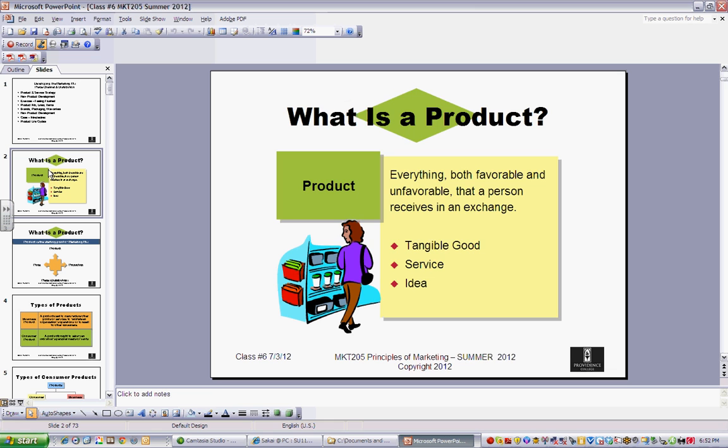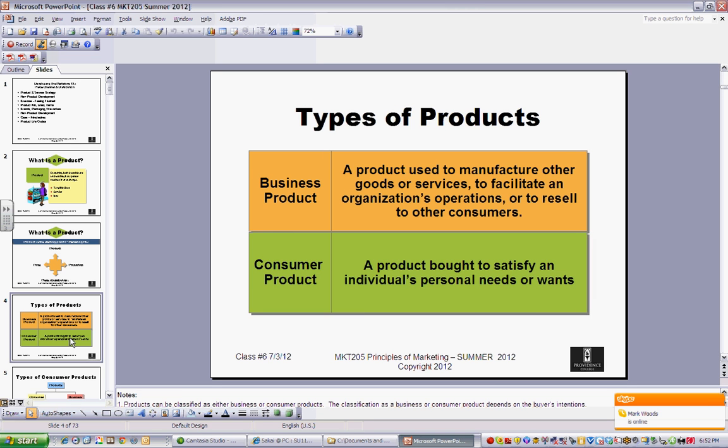So products can not just be tangible goods, they can also be services or ideas. And there is also the differentiation between business and consumer products. Consumer products drive almost 70% of our GDP or our economy, the other remainder being business products. So we'll spend a little time talking about both of them.